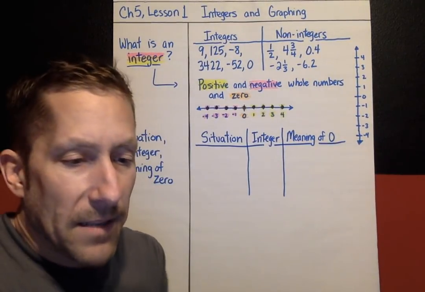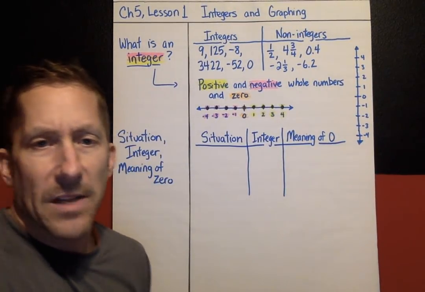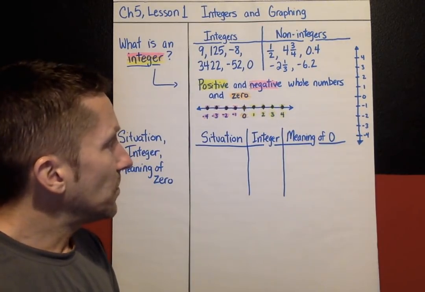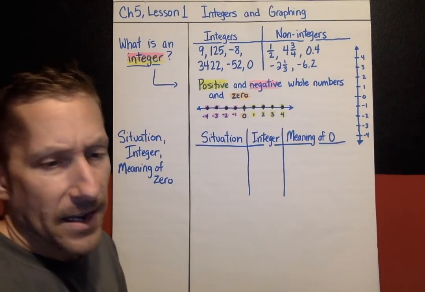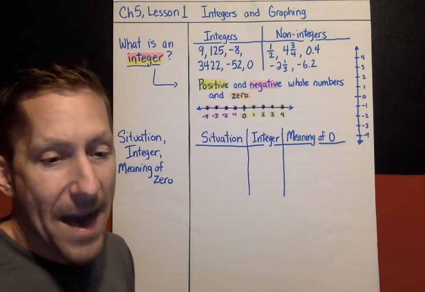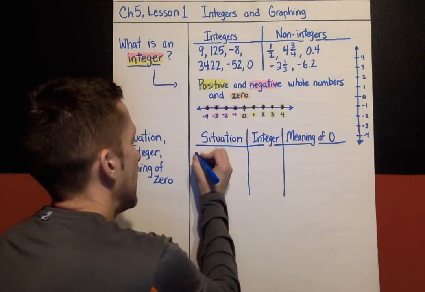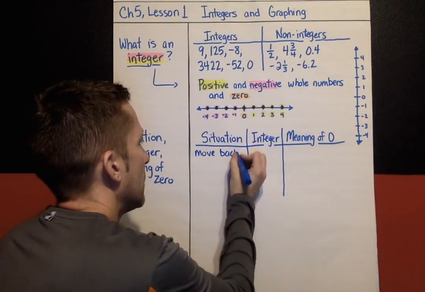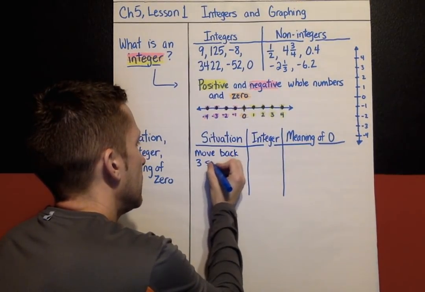Okay, so now let's talk about some real-life situations that we'd use integers for. You might use integers if you're playing a game and you have to move back 3 spaces. So I'm going to write that here. Move back 3 spaces.